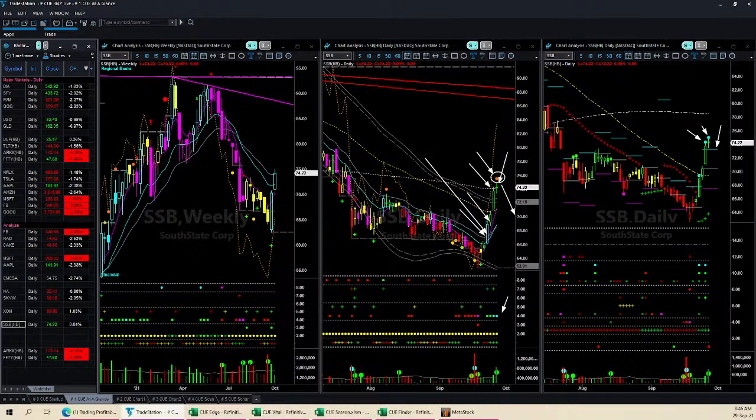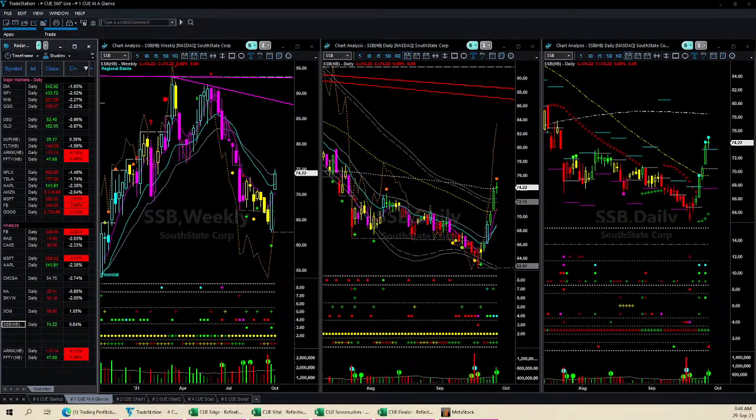If it pulls down now and goes up again, that will give the first textbook example of a go with flow long setup after this long downtrend. So I took a breakout setup. The next setup after the pullback will be the go with flow long setup. So I will keep an eye on that.